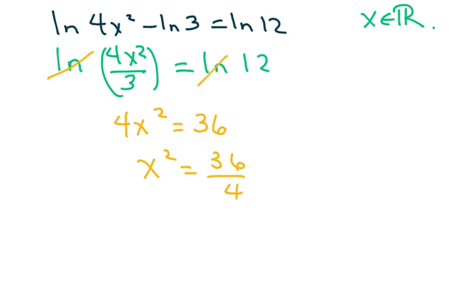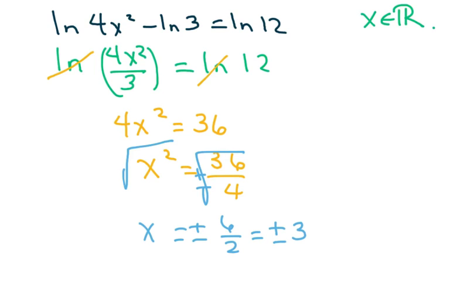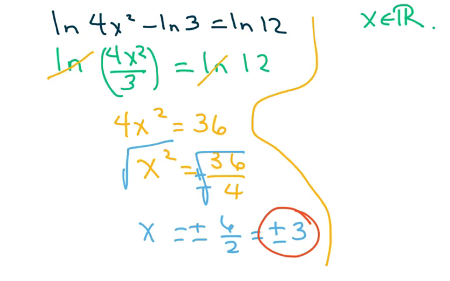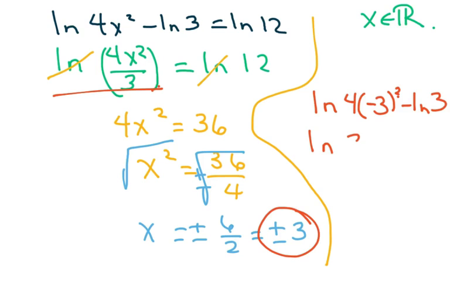You square root both sides, and you get plus and minus here. So x equals plus or minus 6 over 2, which equals plus or minus 3. And if you want to, on this one, it's real easy. Let's plug it in and check it out. If you plug in your answers, let's try negative 3: ln of 4 times negative 3 squared minus ln of 3, or you could plug it into this one, which would have been better. Negative 3 squared is 9, so you get ln of 36 minus ln of 3.